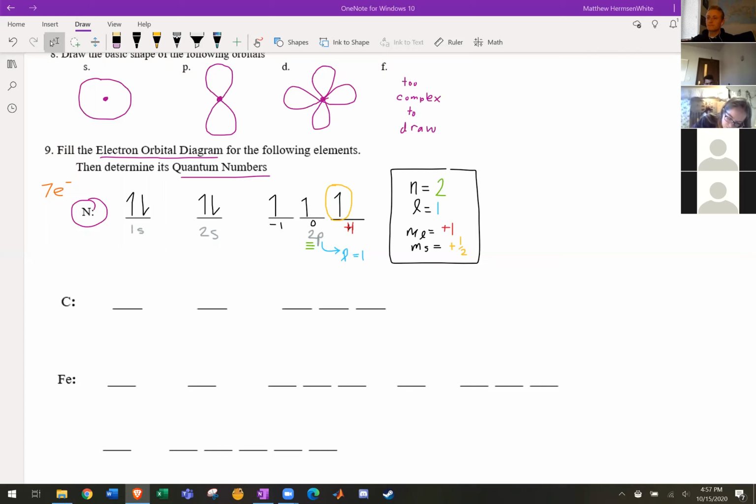So then in the 3D, like with the box number, would it be -2 to +2 instead of -1 to +1? Yes, very good. Very good, Megan. Okay.